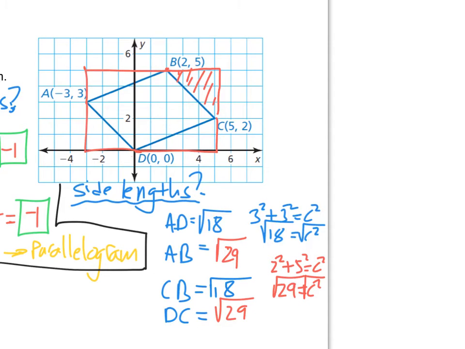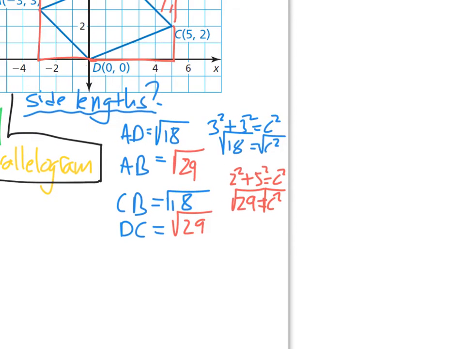So we've just proven that opposite sides are congruent. So it's a parallelogram. Okay, so let's jot that down. So we're saying that opposite sides are congruent. So that means it's a parallelogram. Yay, we've proven it.